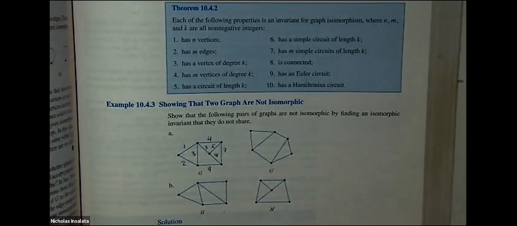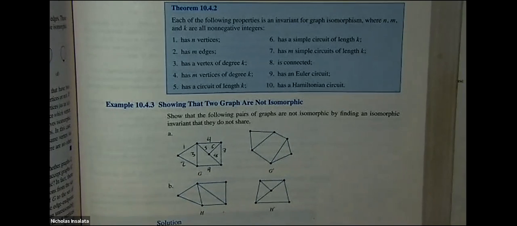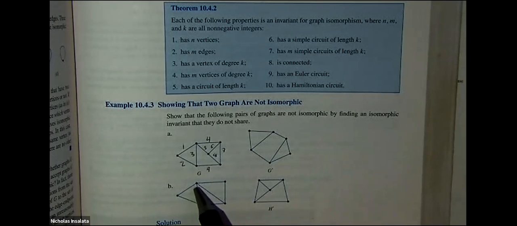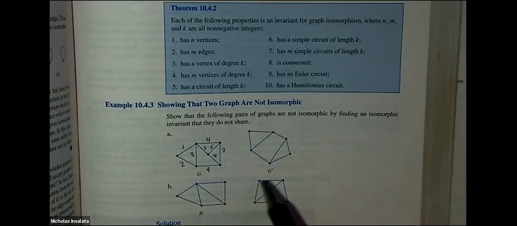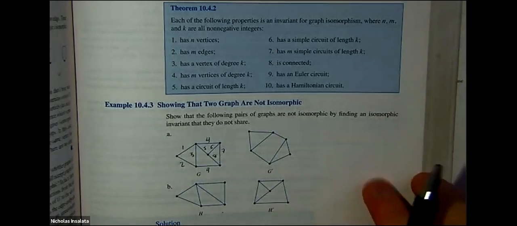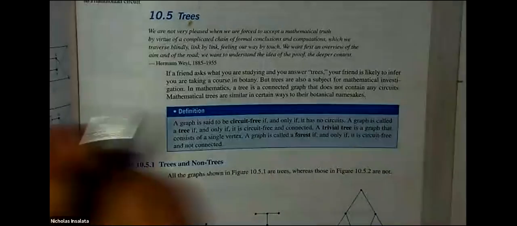Okay, the vertex degrees. So in H prime, there's not a vertex of degree 4. There is right here. So here's a vertex of degree 4, 1, 2, 3, 4 on the left. But on the right, we've got a 3, 2, 3, 3. Yep, very nice, Amber. So the vertex degrees are your saving grace on that one.